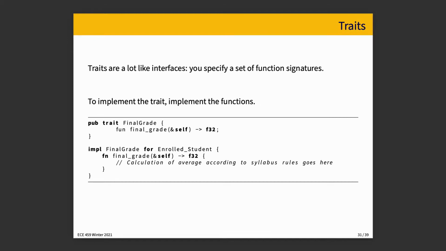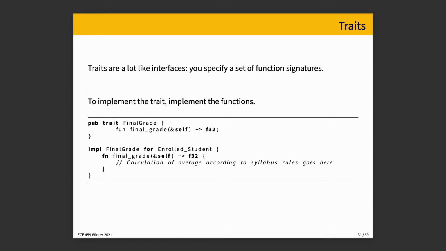So traits work really a lot like interfaces. You specify a set of function signatures when you are defining the trait, and then for a type to implement that trait, it must provide an implementation for all of the functions that are defined in the trait. So if we make the trait FinalGrade, and there is a calculation here that returns a value f32, so a floating point number, 32 bits, that calculates your final grade, so with decimals, fine.